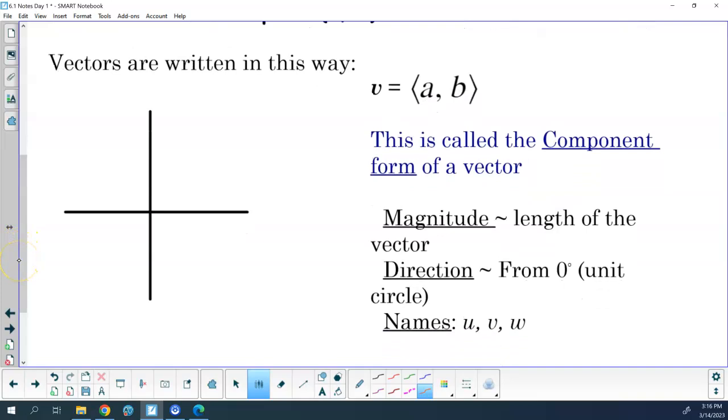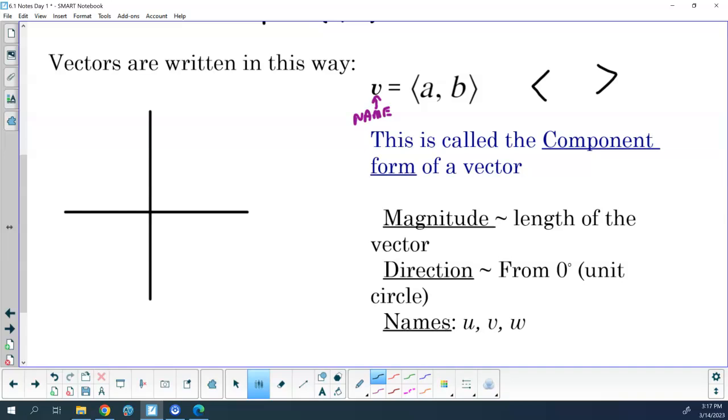So vectors are written in this way. We have some kind of a name. Usually that name is one of the letters. Okay? Then it is written in component form. Now notice those are not parentheses. They're not brackets. They are less than and greater than symbols, for lack of a better term.